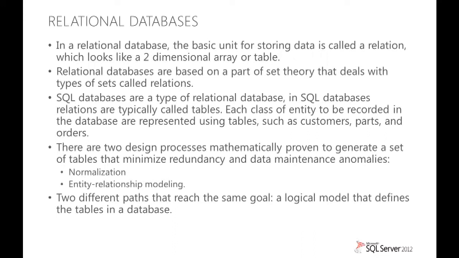data. Those rules were originally defined back in the 1800s by the mathematicians who were coming up with set theory. They realized there were certain classes of sets that had this two-dimensional array type format that were very efficient, or could be very efficient, at storing data. And they came up with mathematical proofs for the sets of rules that you needed to follow to get a set of relations that would be highly efficient at storing data.